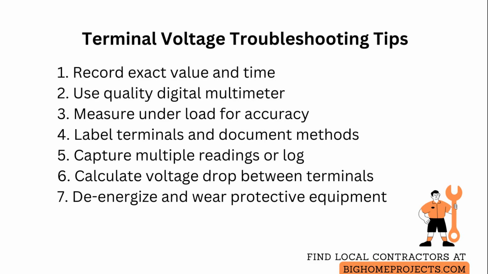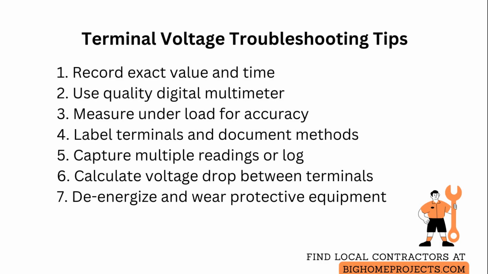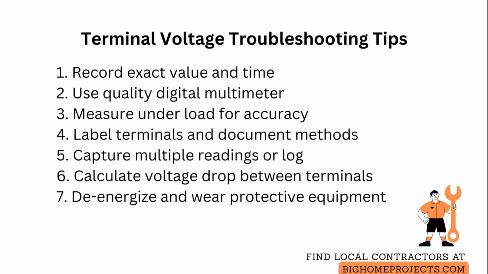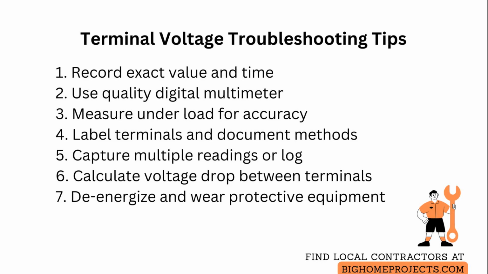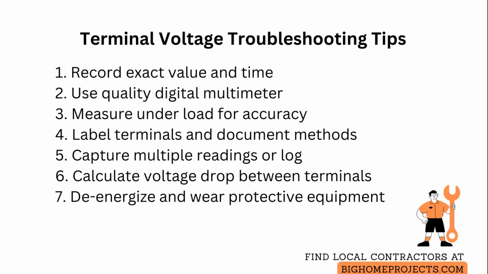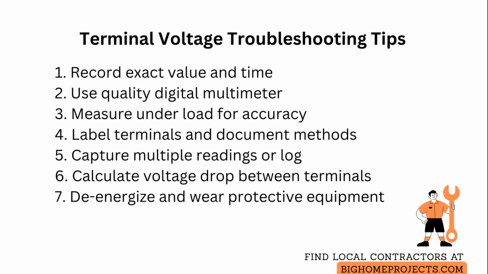Use clear labels for each terminal on your diagram or photo, describe the meter model and probe contact method, and capture any transient spikes or dips by recording multiple readings over time or using a logging meter when available. When comparing readings between visits, focus on trend direction rather than isolated values, and calculate voltage drop across components by subtracting terminal-to-terminal values to identify excessive resistance.